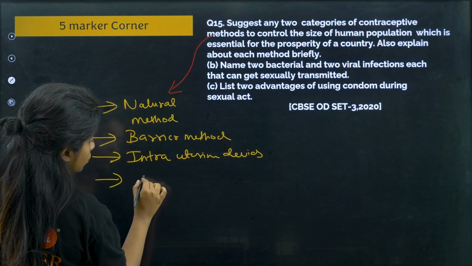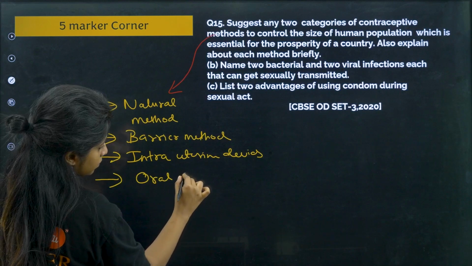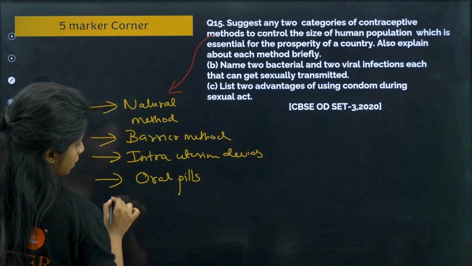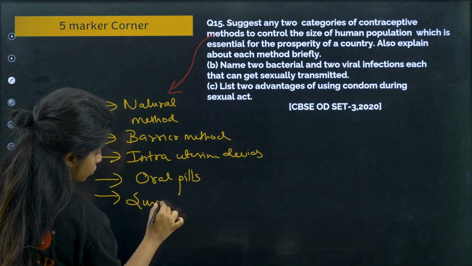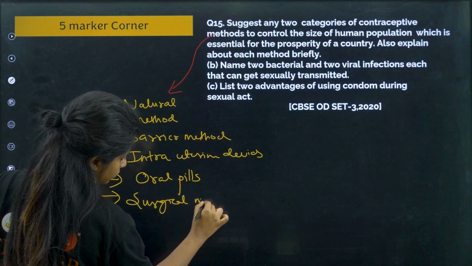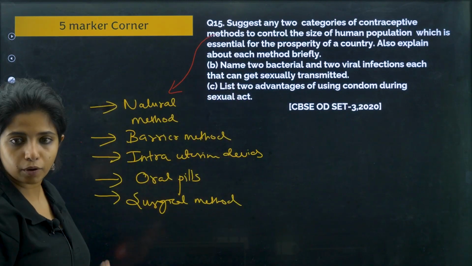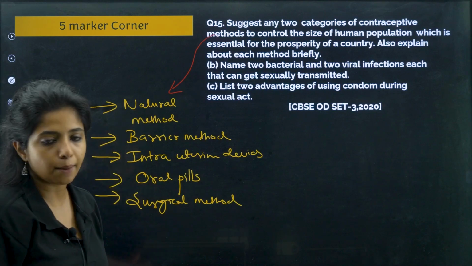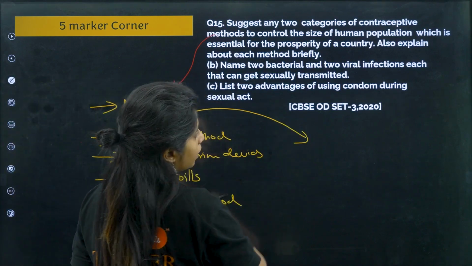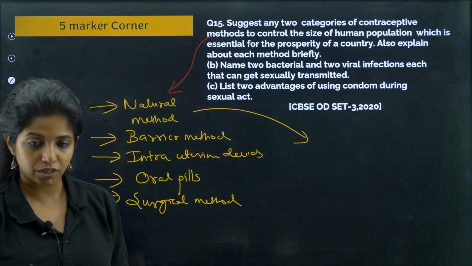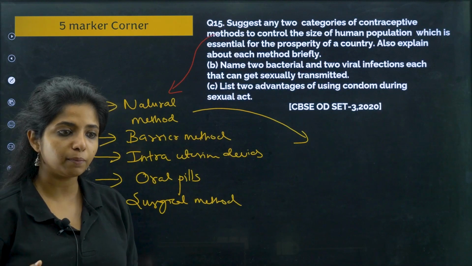Then we have oral pills and everything. Then we have surgical method also. So they asked you to suggest 2 methods and then talk about each of them. Natural method, for example, in that comes something that is known as periodic abstinence. Okay, periodic abstinence. What do you mean by that?